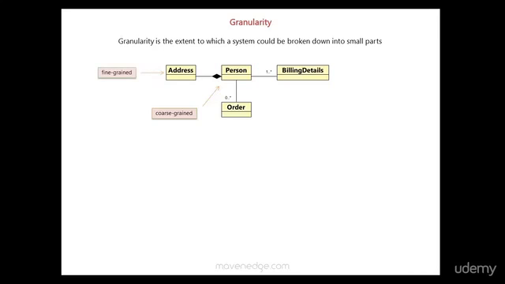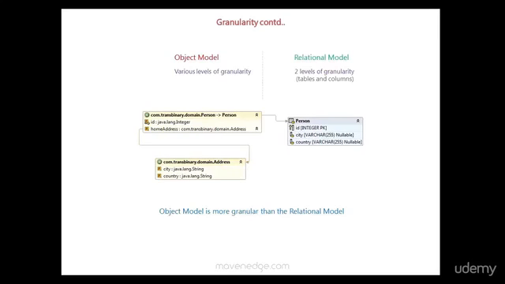Another granular object in an e-commerce application is address, which is a fine-grained object because it contains only address-specific details such as street name, city, country, and things specific only to an address. So a coarse-grained object consists of various fine-grained objects or objects with finer granularity. So in an object model, you can have objects with various levels of granularity. But in a relational model, granularity is limited only to 2 levels, tables and columns.